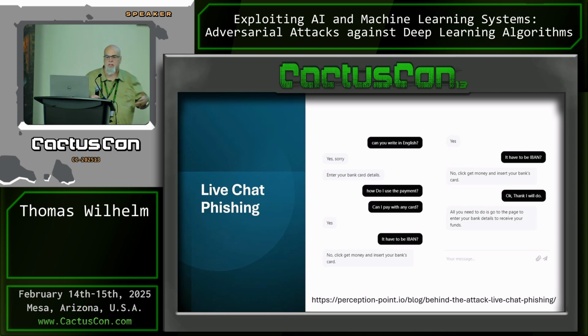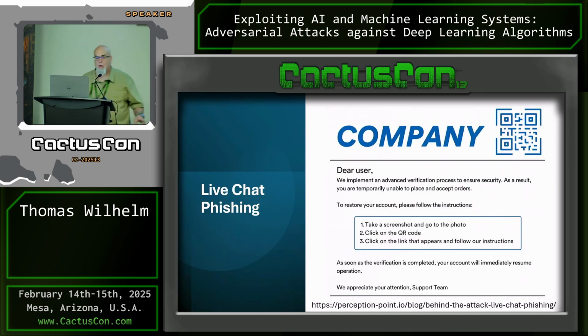The person asks, can I pay with any card? Yes, it has to be IBAN, no, click get money and insert your bank's card, et cetera. And then all you need to do is go to the page and enter your bank details to receive your funds. Okay, so typical chat hack, right? Trying to get your credit card information. But think about it from a hacker's perspective doing a phishing campaign, this kind of stuff would work really well because, check this out. It all started from this.